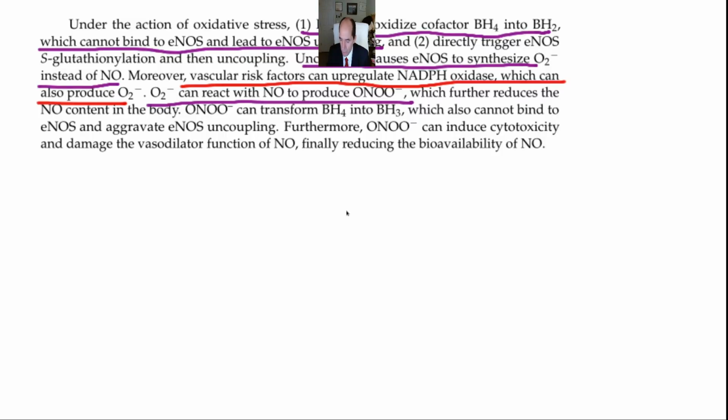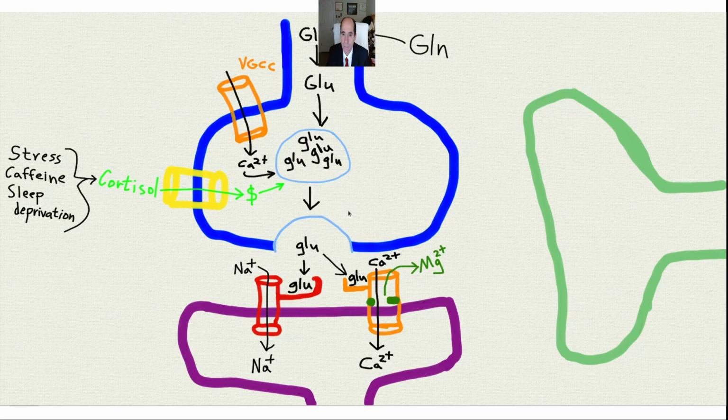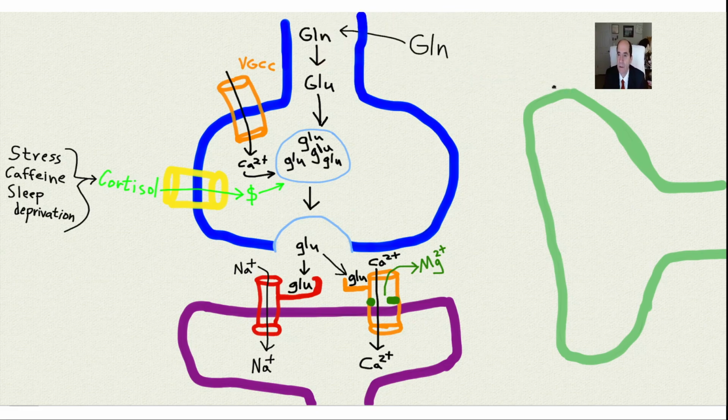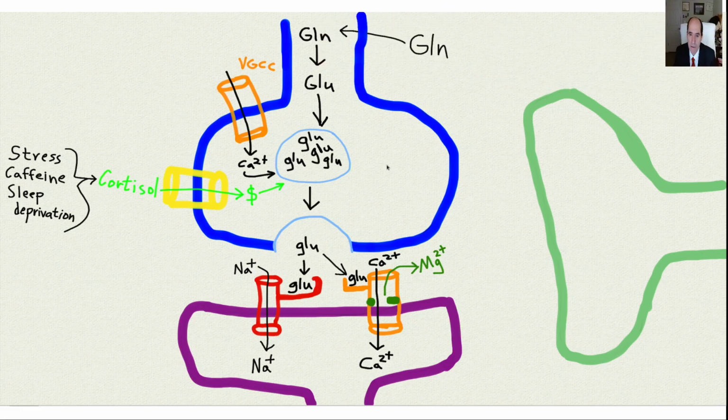All right. This is just a little more about uncoupling. We'll skip that. Here's a normal synapse in a brain cell. We kind of talked about this a little, presynaptic, postsynaptic neuron. The only thing to get out of this one is that cortisol will also cause more release of glutamate here. And here's our voltage-gated calcium channel. All right. Here's going to be the astrocyte.